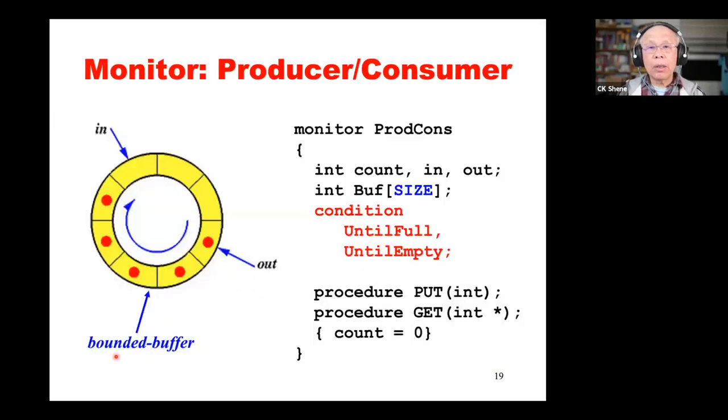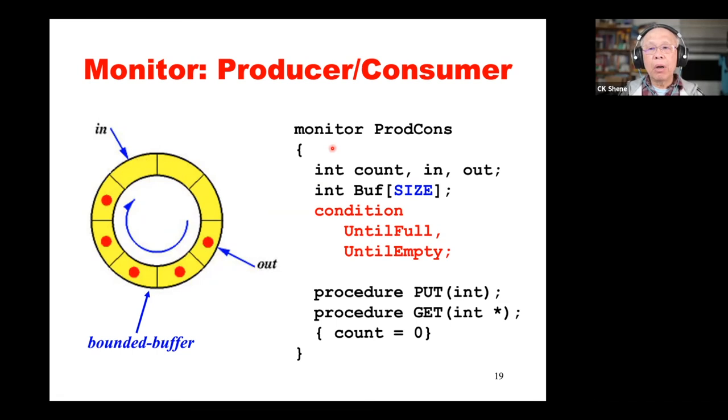So let's take a look at the first example, producers and consumers. We have a circular buffer, a pointer in, pointing to the first available location for adding new information. And we have an out pointer pointing to the first location where a consumer can retrieve the information stored there. So this is a bounded buffer.